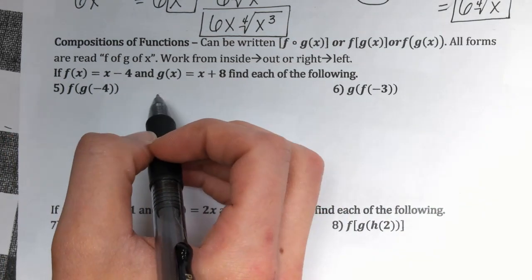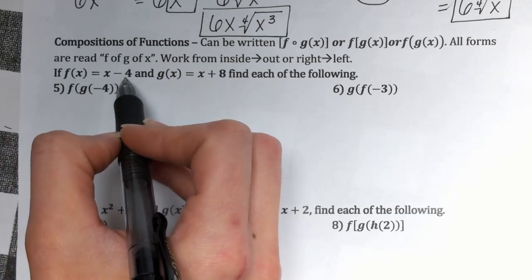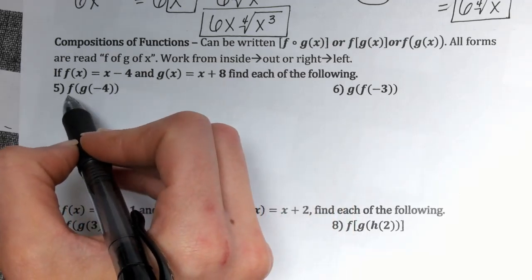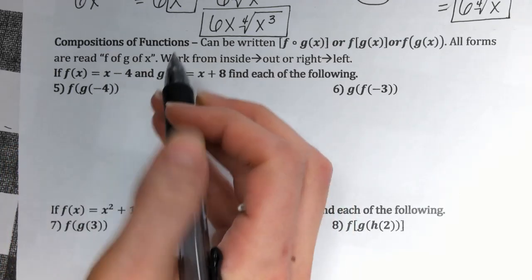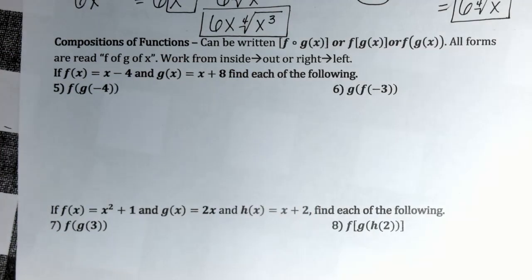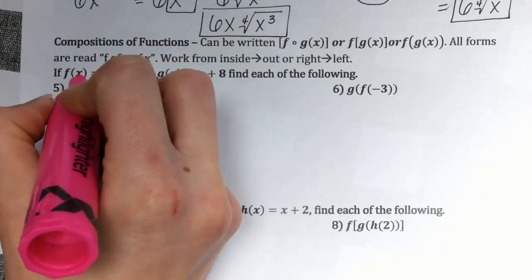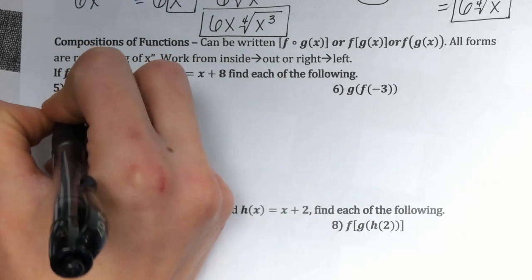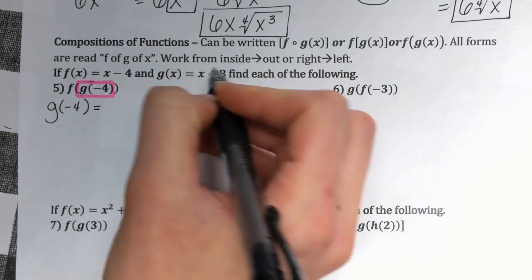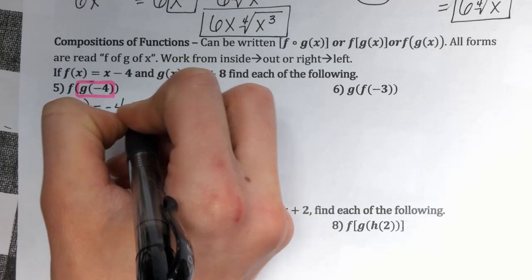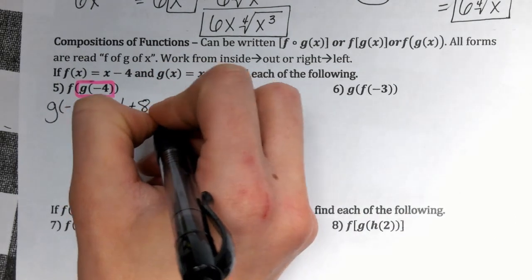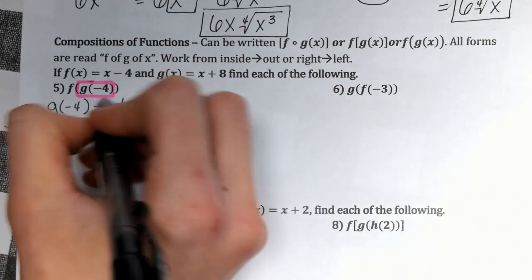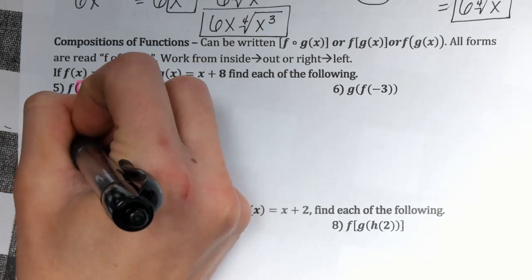I'm still giving you functions. So, f of x is equal to x minus 4, g of x is equal to x plus 8, okay? This is telling me I'm finding f of g of negative 4. So I'm going to find g of negative 4 first. I start inside out, okay? So g of negative 4, I'm plugging in negative 4 for x. So I have negative 4 plus 8, which is 4, okay? So g of negative 4 is 4, so then I'm finding f of that value, which is 4.